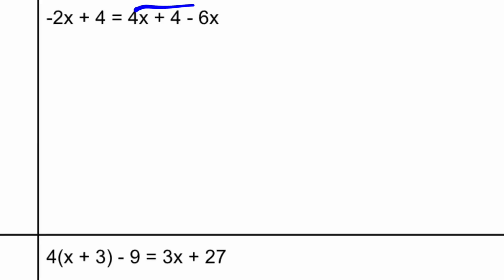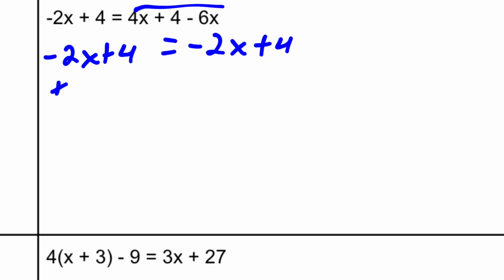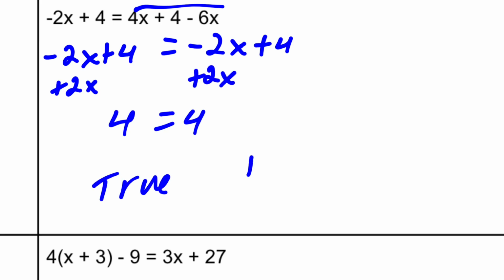Let's combine like terms, the x's. So we have negative 2x plus 4 is equal to negative 2x plus 4. If I started to solve this by canceling out the x's, I get 4 is equal to 4. That's a true statement. And that means that there are infinite number of solutions that will work for this equation.